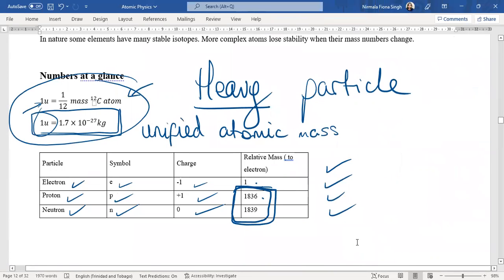All right, so that's it for today's class. The next class we have, which will be next week, Thursday at the same time, we're going to look at radioactivity and everything in radioactivity for this level.